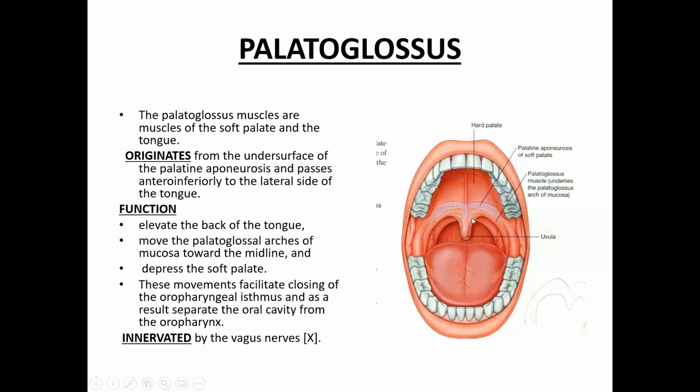The function of these arches is that they close the oropharyngeal isthmus, closing the oral cavity during the food contained within the oral cavity. When food is present in the oral cavity, this is closed to prevent the food from entering into the nasal cavity.